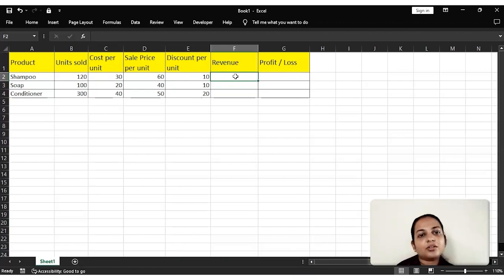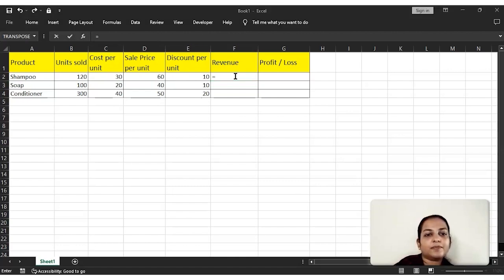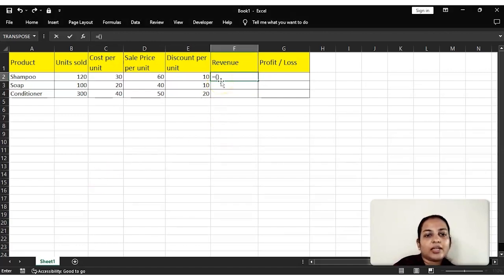So, I have the units sold. So, why not I use some basic arithmetic to get to the revenue of this? I start with an equals to sign. I add brackets because first things first I need to calculate the sale price into units. Or what I can do is I can do sale price and subtract the discount. Now once I have the proper revenue with me, I'll multiply it with the units sold. So there I have calculated the revenue.